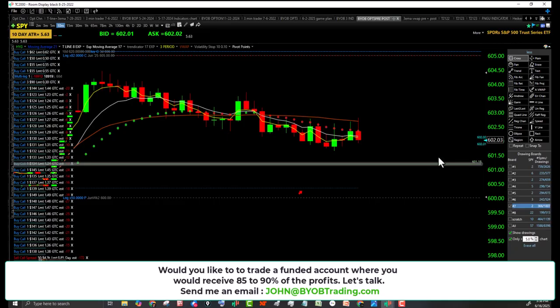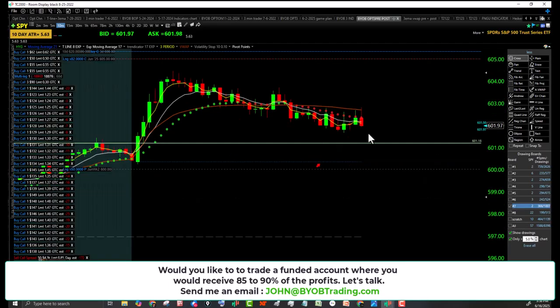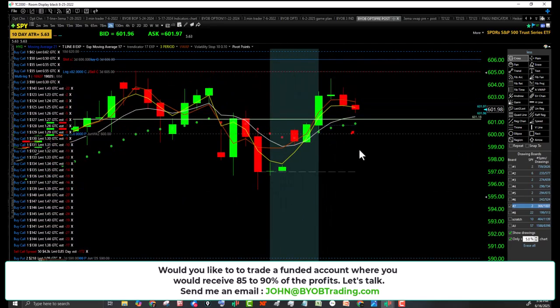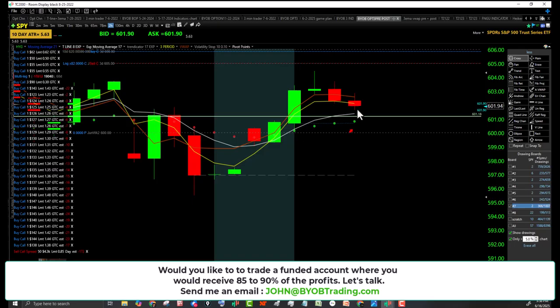So there's SPY on the 2-hour chart. What do we have on the 2-hour? Let's take a peek at it. 2-hour, we have ourselves a 2-hour uptrend. 2-hour uptrend, 10-minute downtrend coming into the close.